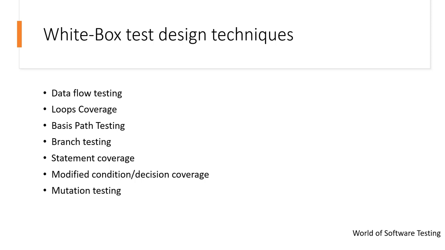And the last one is mutation testing. In case of mutation testing, all the possible combinations of the possible outcomes of the conditions are tested at least once. So these are some of the white box test design techniques which we should know.